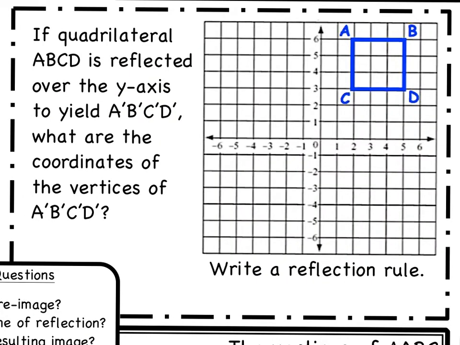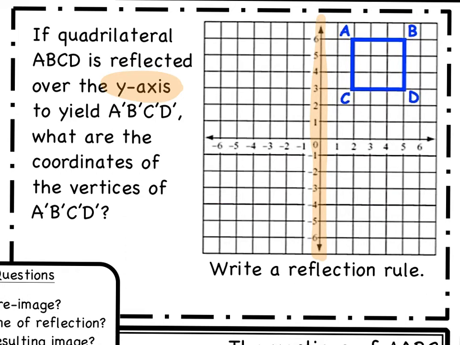So next up we have quadrilateral ABCD, and a quadrilateral is just a four-sided figure. And this time we are reflecting that figure over our y-axis. So here is our y-axis. Now I'm warning you right now, if you do not pay attention to which axis you're reflecting over, you will end up getting your reflection wrong every single time. So what we're looking at is reflecting this figure.